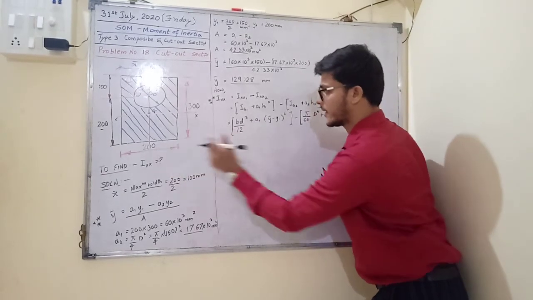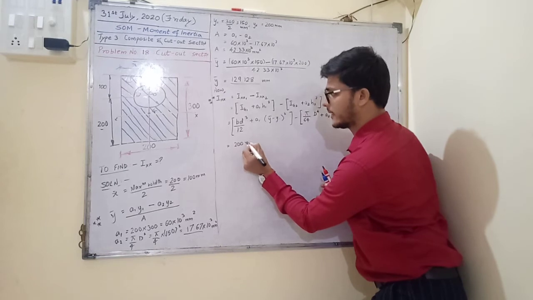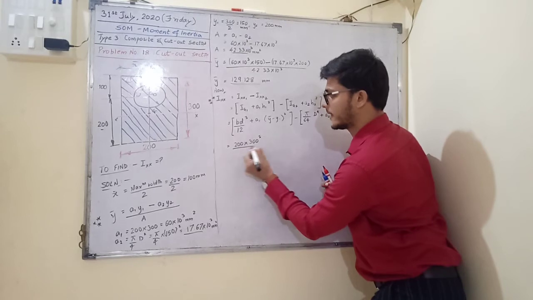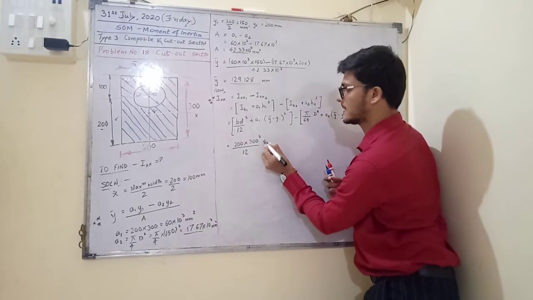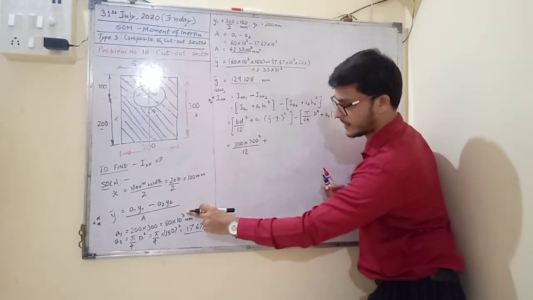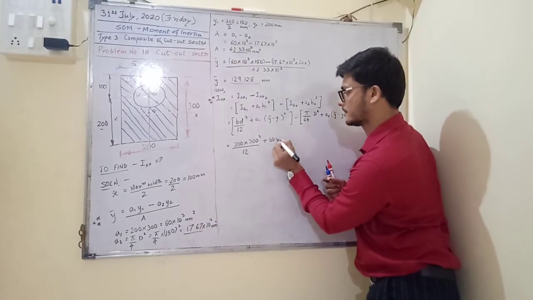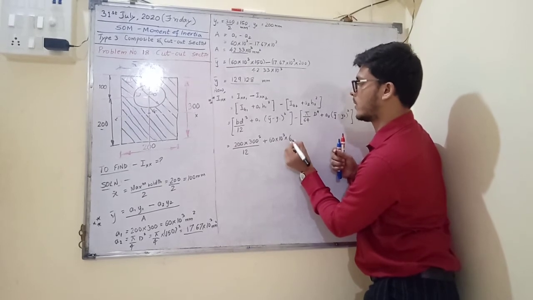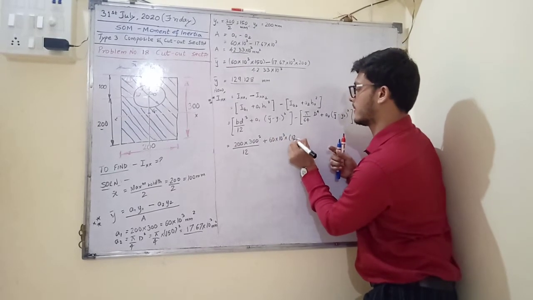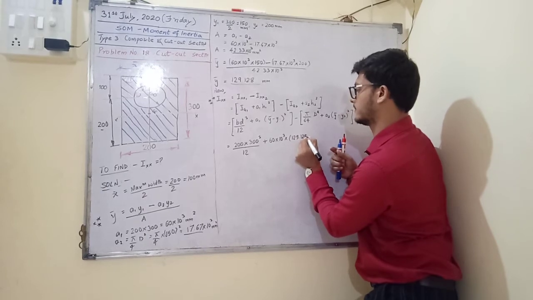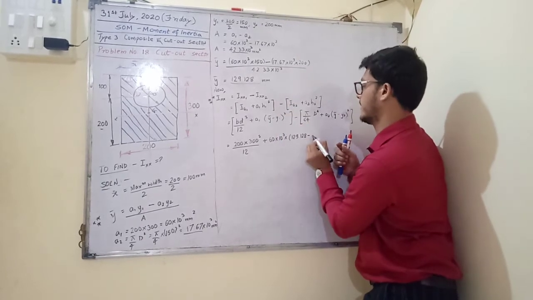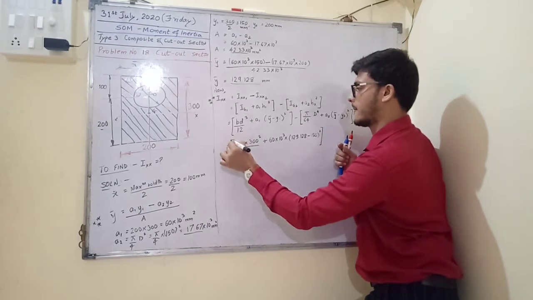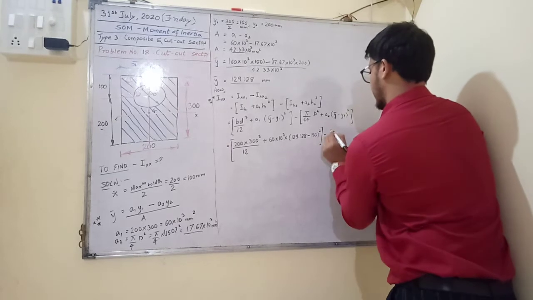b is how much? 200. 200 into d is how much? 300. 300 cube divided by 12, plus a1 is how much? a1 is 60 into 10 raised to 3, into y bar, which is 129.128, minus y1, which is 150, square. So this is the first bracket, minus sign in between as it is.